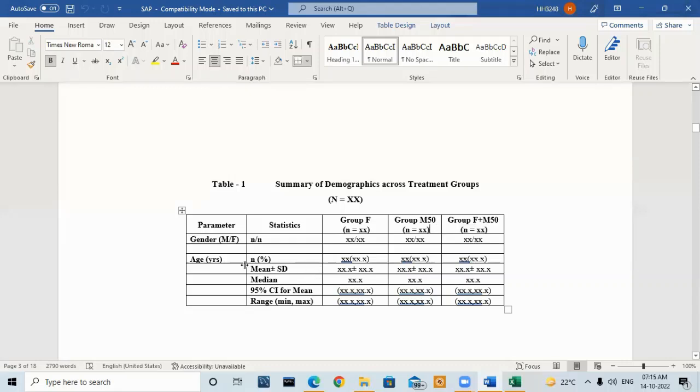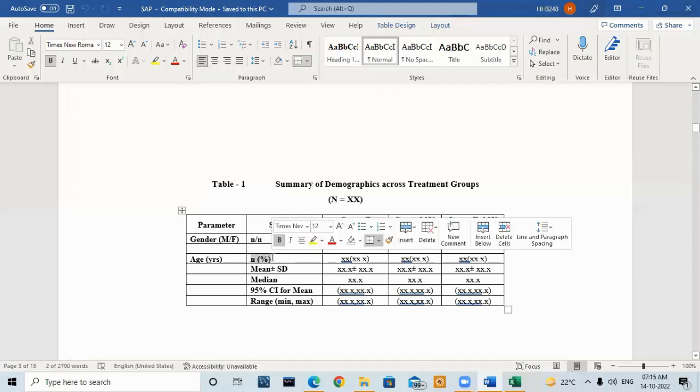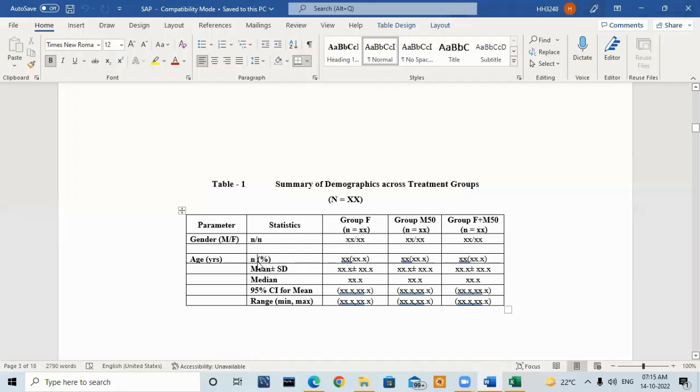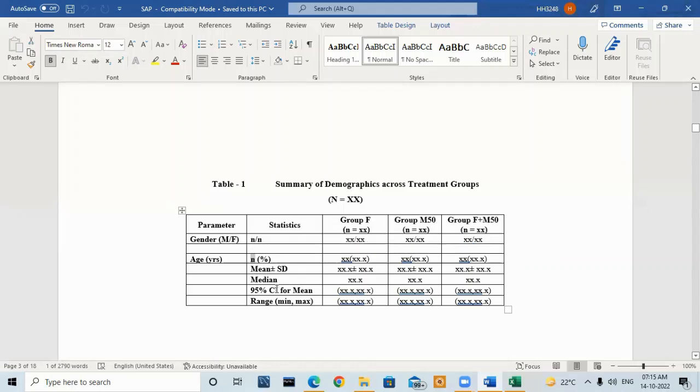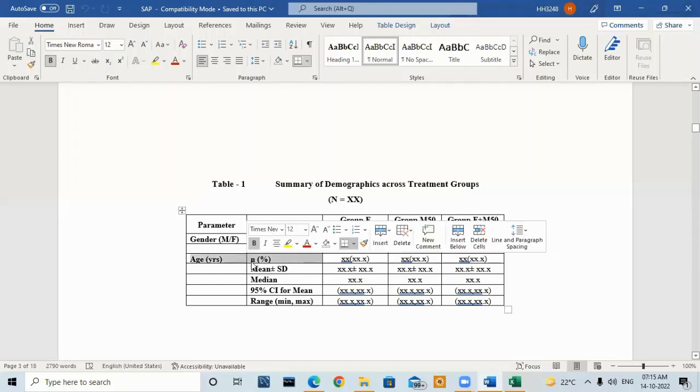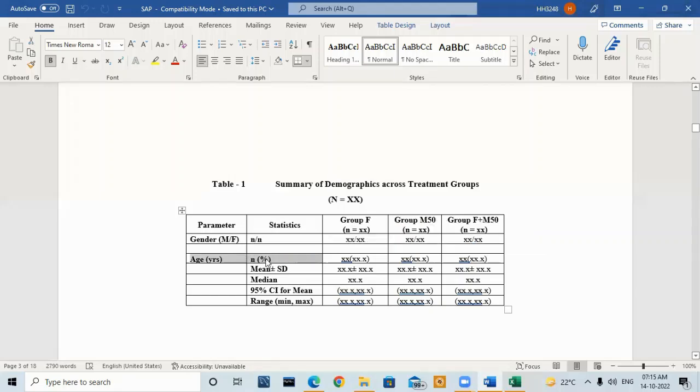Now getting to the second row. In the second row we want n (%). What do you mean by n (%)? There are two terms here. The first term is n, and in the bracket we have percent. N represents count. Which count? Frequency count, number of people. Understood? And what does the bracket represent? Percentage. Are you getting me?